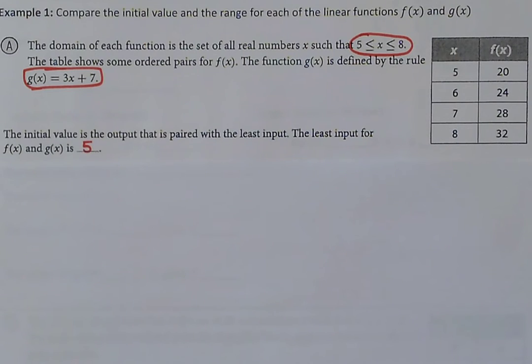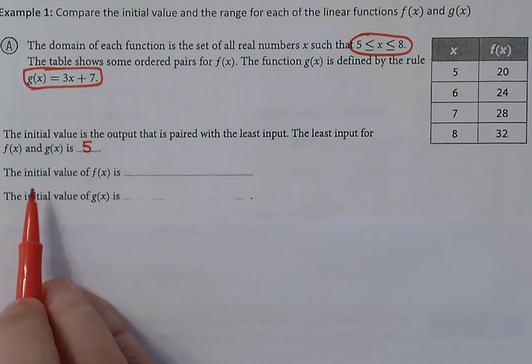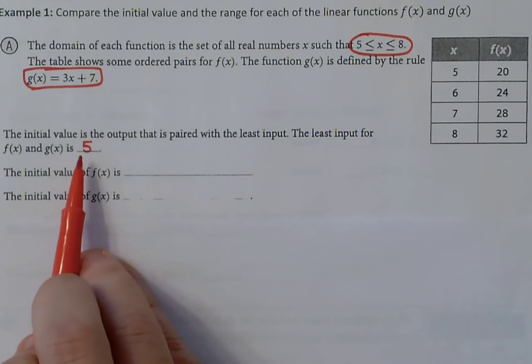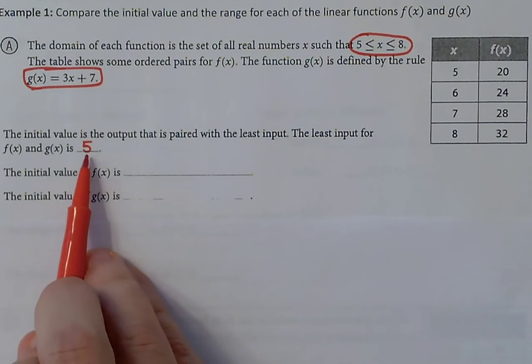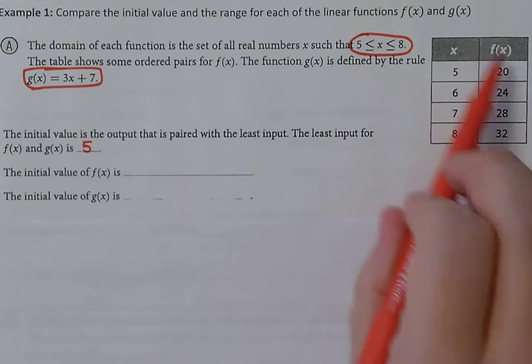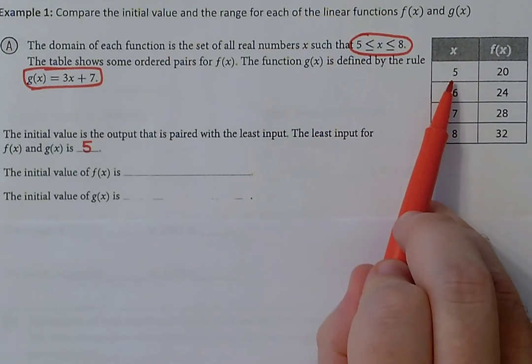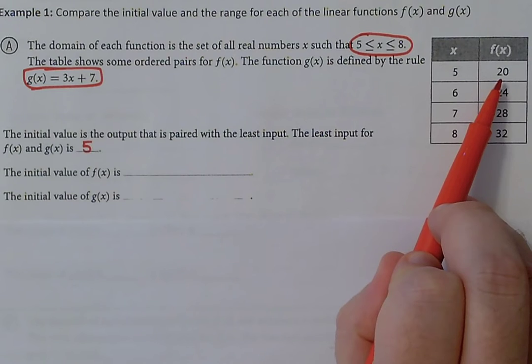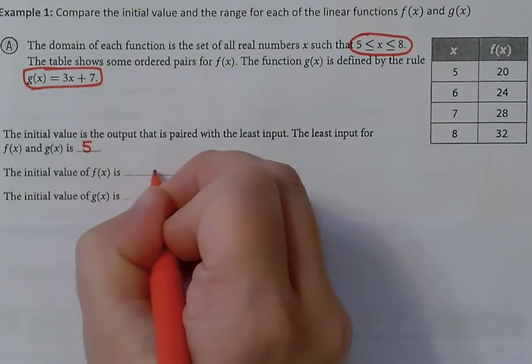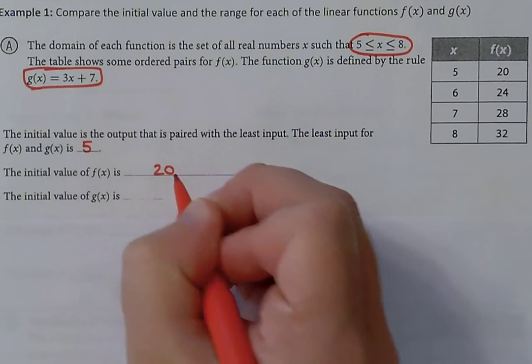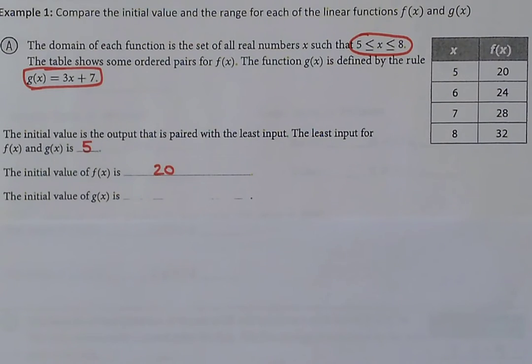That means to find my initial value, we're going to plug 5 in for f of x and g of x. So the initial value of f of x is, what is the value of y when x is 5? So if we look at our table, when x is 5, our value is 20. So my initial value for f of x is 20.